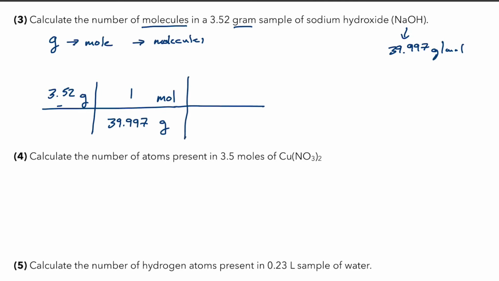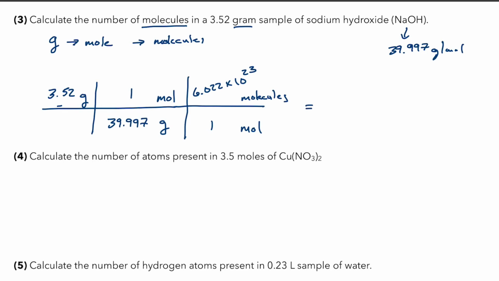Now here's the little trick. Moles is abbreviated MOL. Don't confuse that with molecules. So mole on the bottom, molecules on top. That's why I'm going to write it out so that you can see it. 1 mole, this is Avogadro's number, 6.022 times 10 to the 23rd. That's that connector piece between a mole and a molecule.